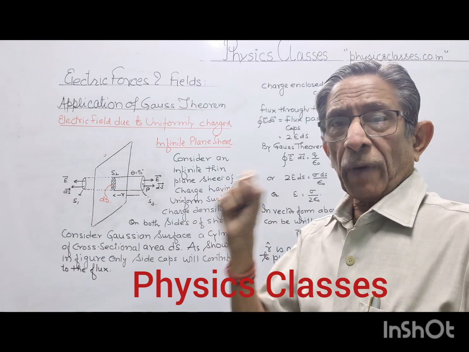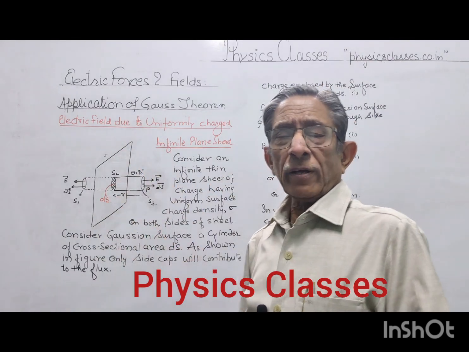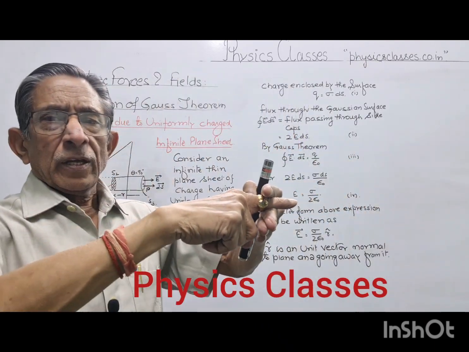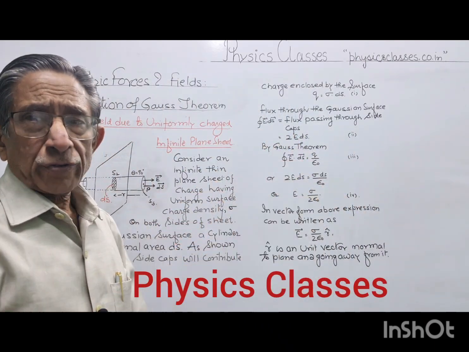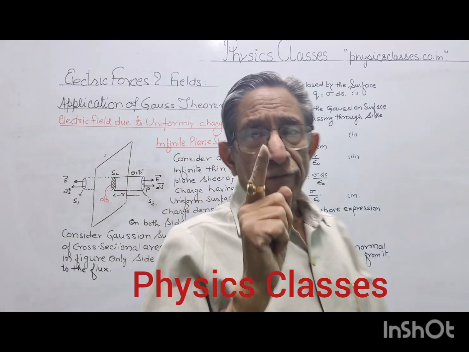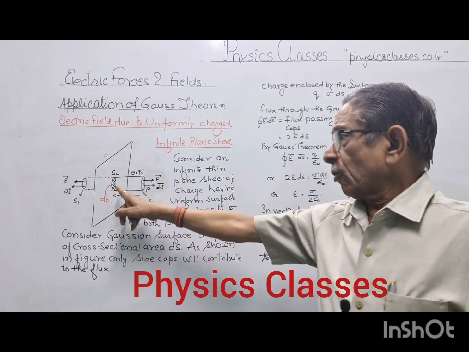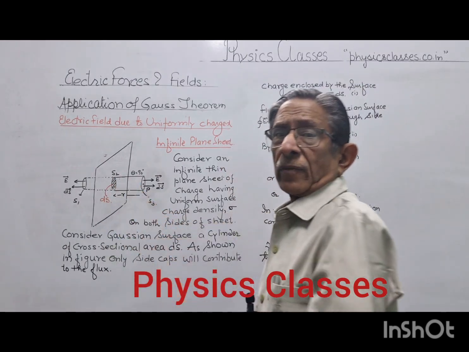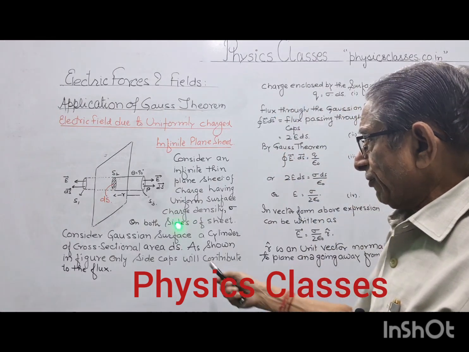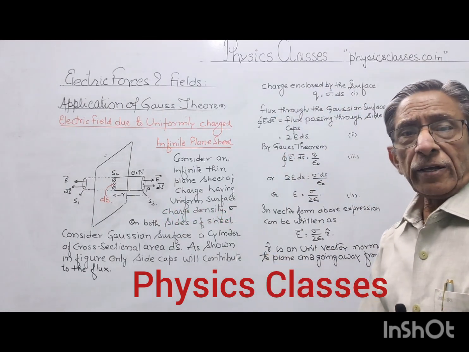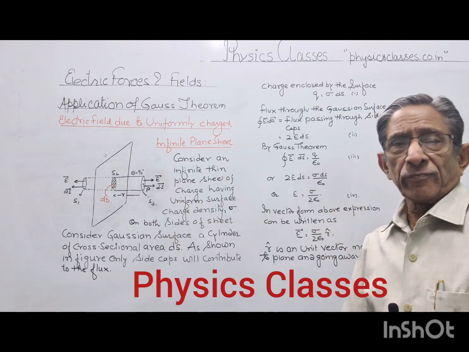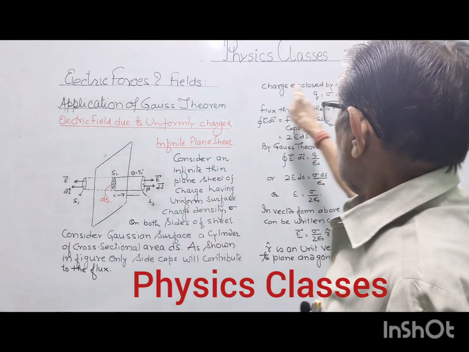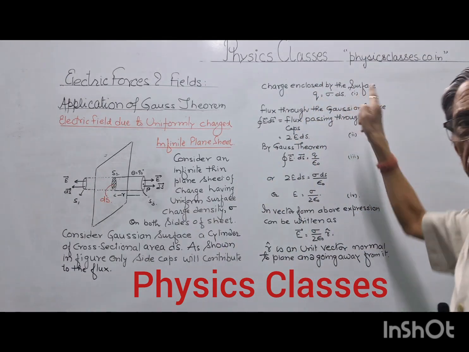This cylinder is passing through the sheet of charge. It is going to pass through in this way. You can see. Then the charge enclosed by the Gaussian surface will be equal to the charge on this area ds. We have considered the surface charge density sigma, that is charge per unit area. Therefore, the charge enclosed by this surface ds is equal to sigma into ds.